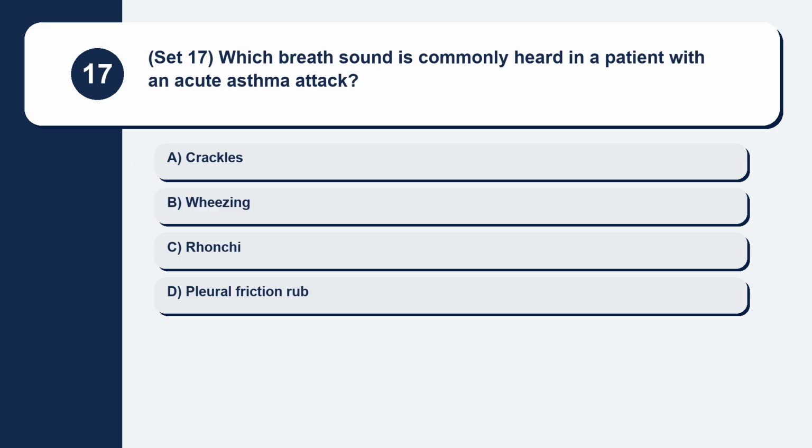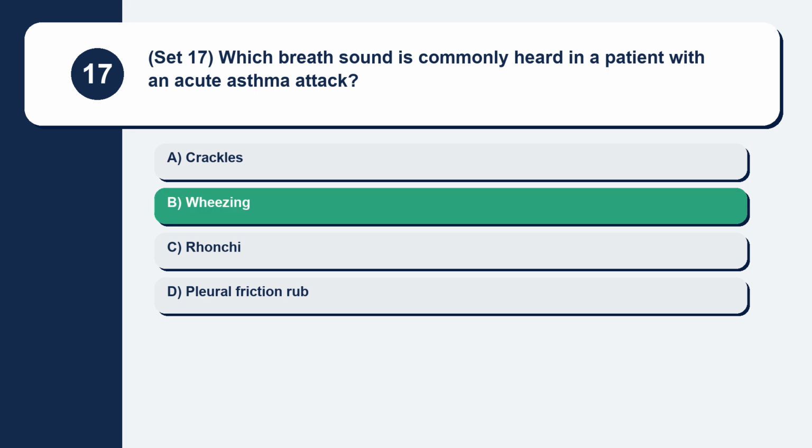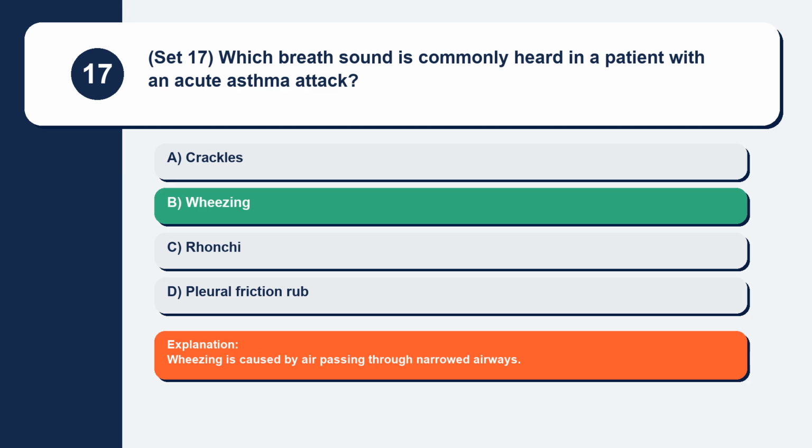Question 17. Set 17. Which breath sound is commonly heard in a patient with an acute asthma attack? Crackles, wheezing, rhonchi, pleural friction rub. Wheezing is caused by air passing through narrowed airways.